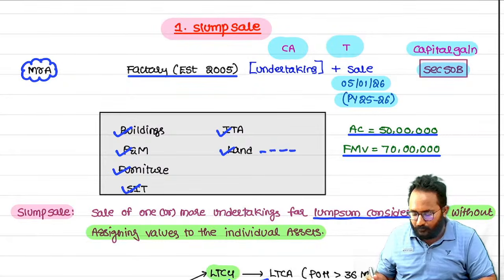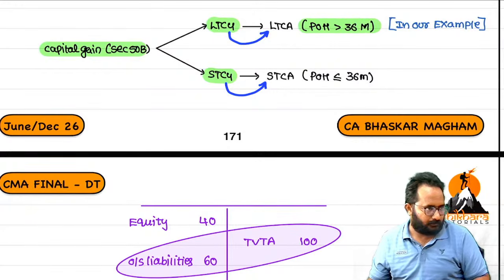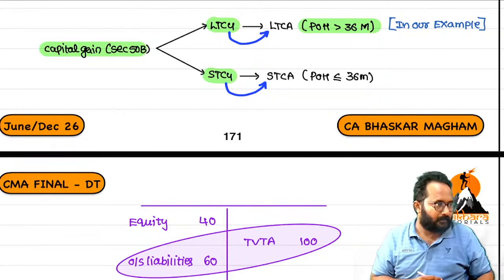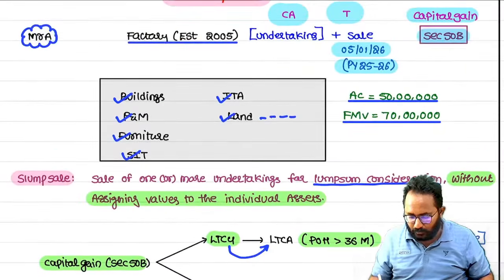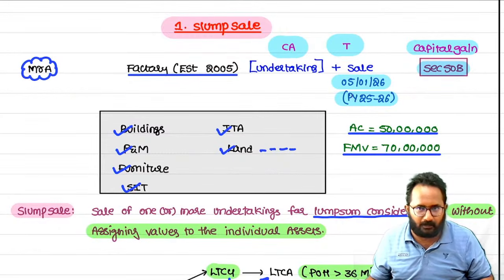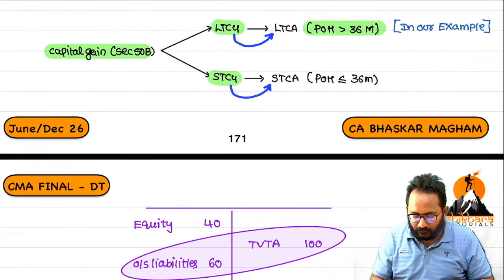Remember, if the period of holding is more than 36 months, it is long term. In our example, it was established in which year? 2005. Now we are selling in 2025-26. Is it more than 36 months or less? More than 36 months.